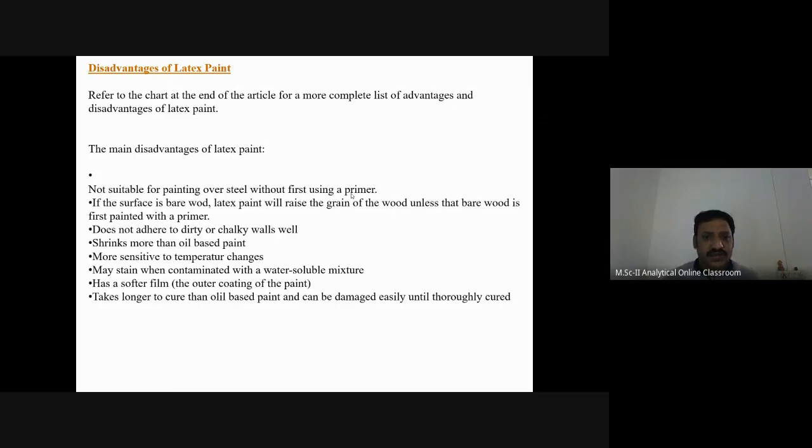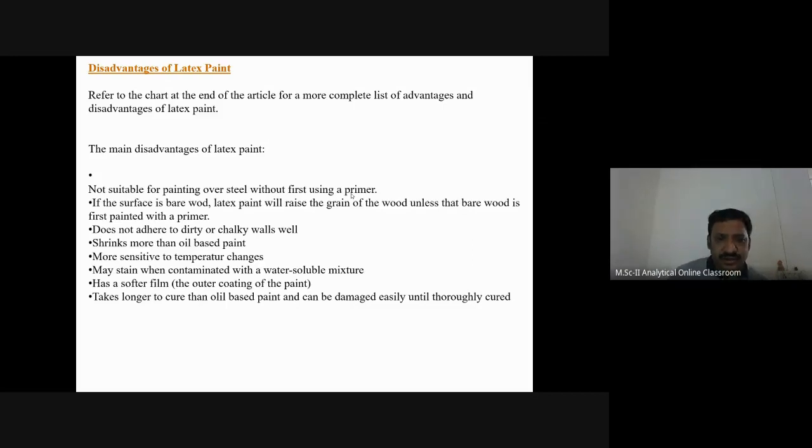Then it shrinks more than the oil-based paint. Shrinkage of the paint is there, and this latex paint shrinks more than the oil-based paints, because you know that when oil is there, it does not shrink. Oil applies uniformly on the surface, but in the case of latex paint, it shrinks more than the oil-based paints.